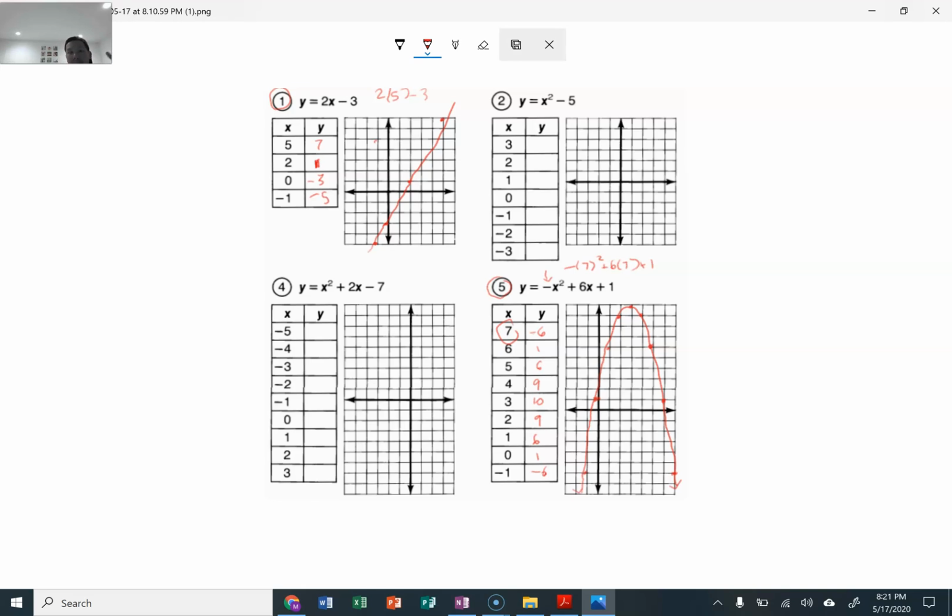Especially in these problems when you have a power of 2, it's going to curve into a U. It's going to be either an upside down U, like a mountain shape, or like a little skateboard rink where it's a complete U-shaped figure.